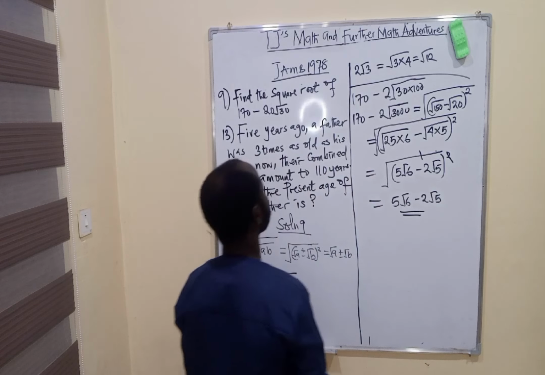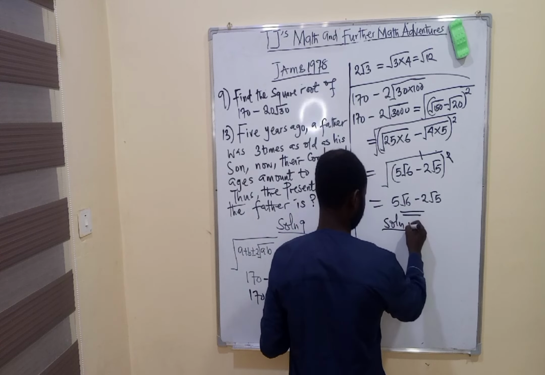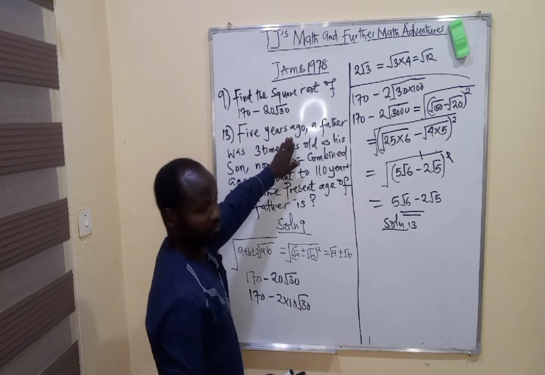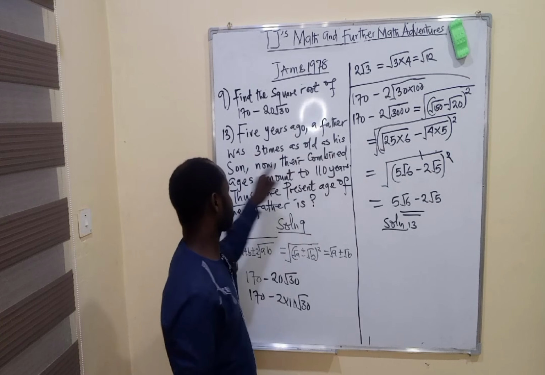Okay, so let's move to question 13 now, solution to 13. The question reads, 5 years ago, a father was 3 times as old as his son.